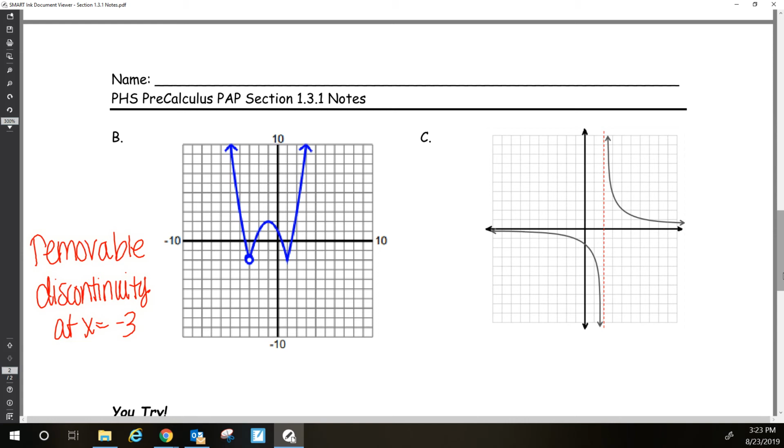And our last one here, what does that one look like? Looks like an asymptote to me. On either side of that asymptote, we're either going to negative or positive infinity. So this is going to be an infinite discontinuity. And that is at x equals 2.